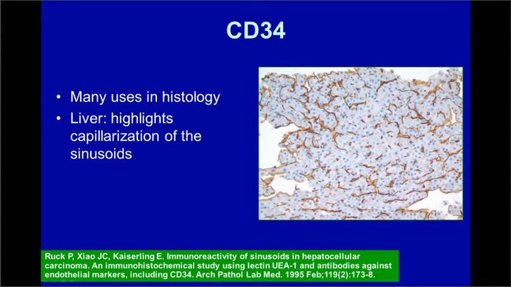CD34 was thought to be useful because it highlighted the capillarization of the sinusoids. Here we see an example of hepatocellular carcinoma, and we see strong expression of capillarization. It also highlights the widened trabeculae. But there's two issues. One, a potential pitfall would be a very rare neoplasm called epithelioid hemangioendothelioma. You might get a liver biopsy in that too. The malignant cells line the capillaries and will be positive for CD34. So that could be a pitfall if we don't interpret this stain correctly.